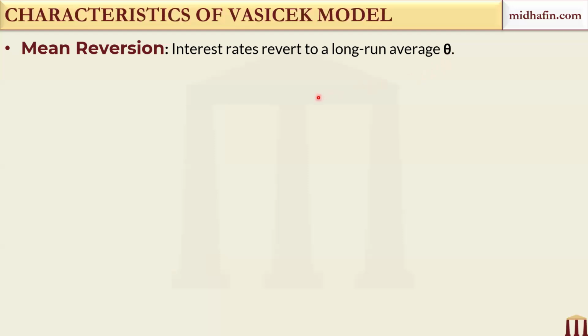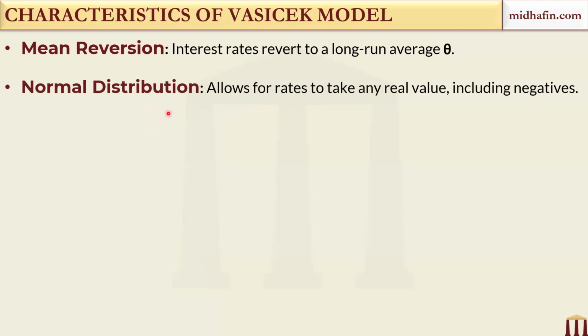Now, another key assumption in the Vasicek model is that interest rates follow a normal distribution. This is important because it means that interest rates can take any real value, including negative ones. It sounds a bit unrealistic, right? Because in reality, as I said earlier, interest rates usually don't go negative except in some extreme cases. But mathematically, the model allows for it.